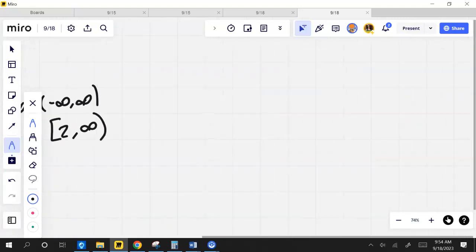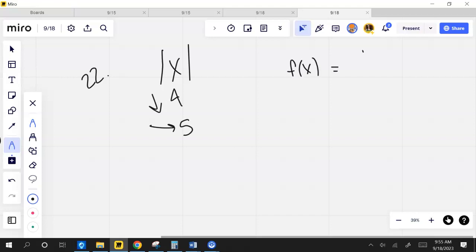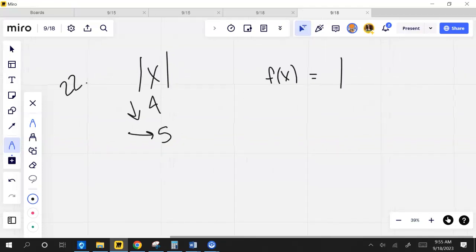All right, 22. Somebody said 22 also. Absolute value. So this time, here's my parent, right? And I'm going down 4 and right 5. So my equation in the absolute value signs is going to be my left, right, and my plus or minus 5. I'm moving right, minus 5, and down 4, minus 4.